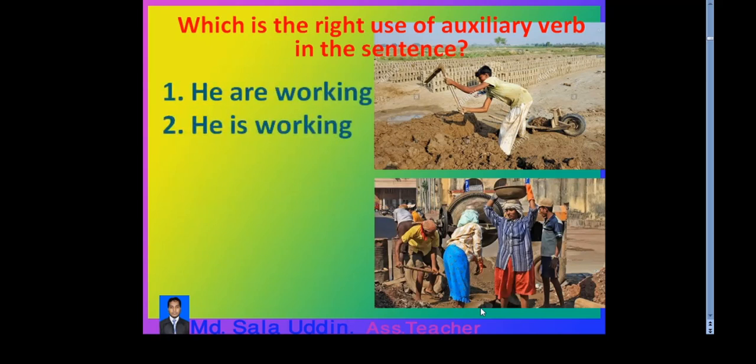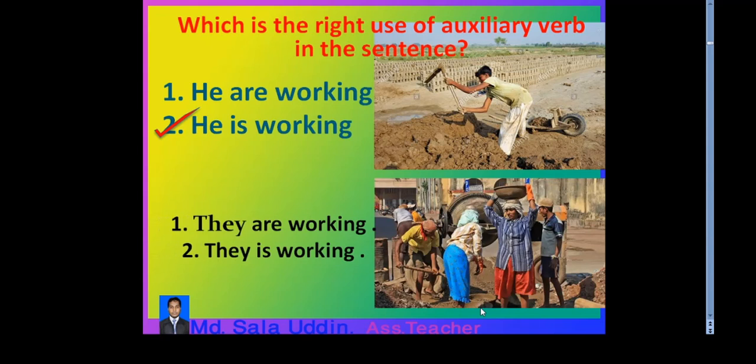Number one, he are working. Number two, he is working. Which is right sentence? Yes, he is working. They are working and they is working. Which is right sentence? Yes, they are working.